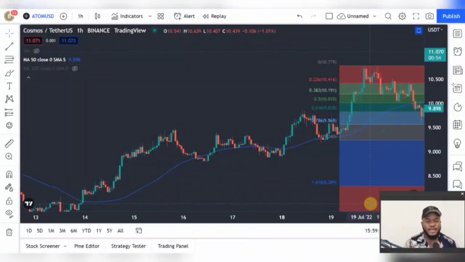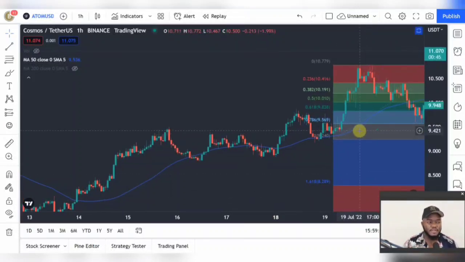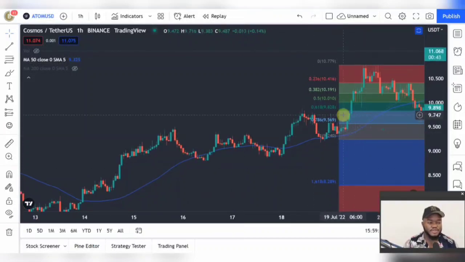The technical tool you are seeing right here is called Fibonacci retracement levels. This particular tool is being used to determine the entry and exit point in a trade.